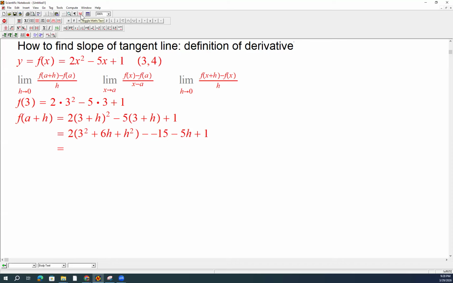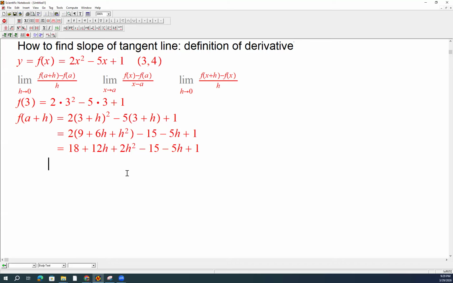expand further. So that's going to be 3 squared is 9. Okay, so this will make 18. We're distributing. So 12h plus 2h squared. Remove this minus. I'm sorry. So we're going to put it here, combining like terms. Okay, combining like terms, we will have 18.